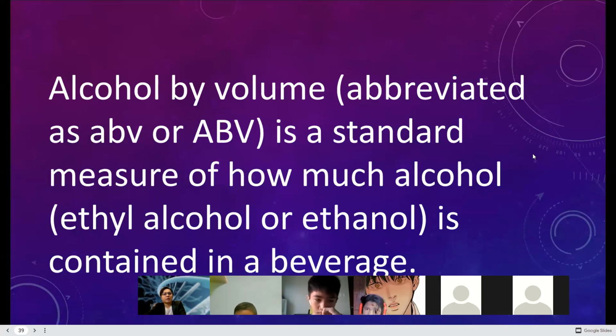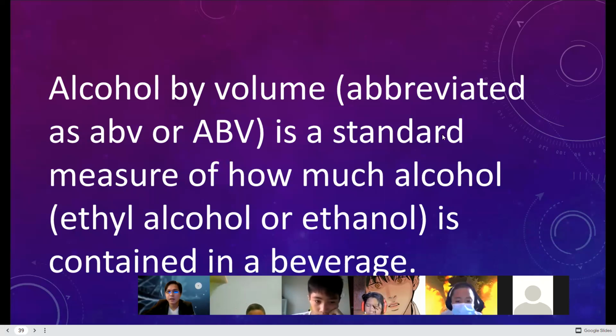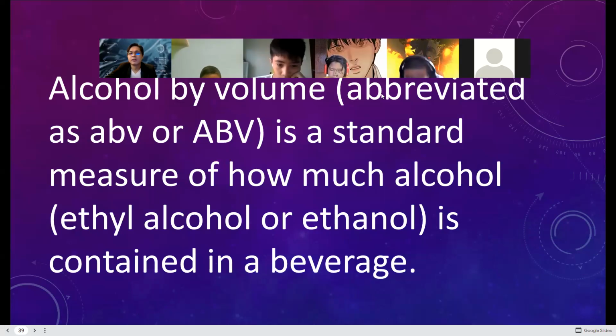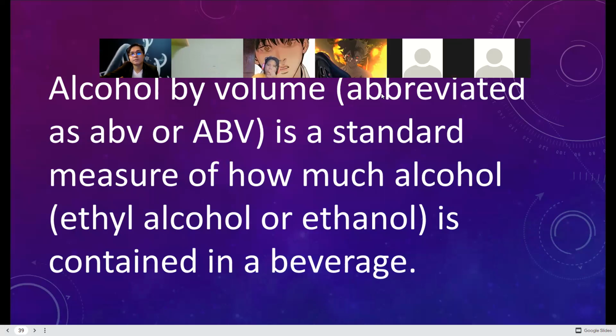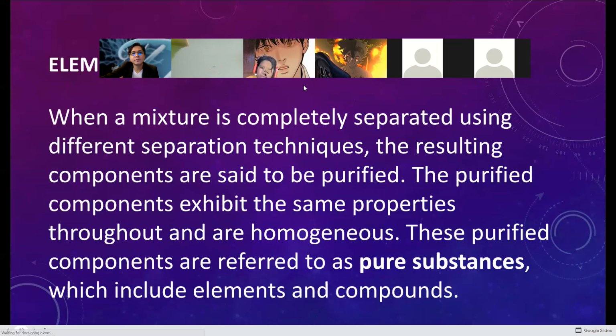Alcohol by volume, abbreviated as ABV, is measured by how much alcohol is in your drinks. Is it 9%? Is it 5%? Those are percentage compositions contained in beverages. Right?